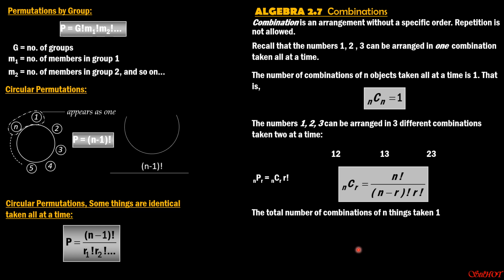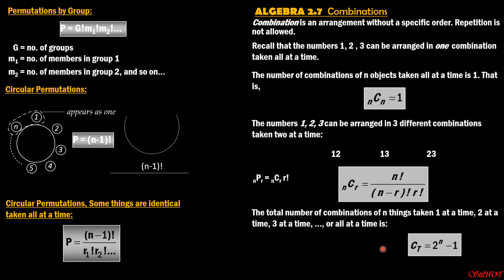The total number of combinations of n things taken 1 at a time, 2 at a time, 3 at a time, and so on, or all at a time, is 2 to the n minus 1. That 2 to the n minus 1 is the same as combinations of n things taken 1 at a time plus combinations of n things taken 2 at a time plus combinations of n things taken 3 at a time plus combinations of n things taken r at a time, and so on, until you reach combinations of n things taken all at a time. That's 2 to the n minus 1.